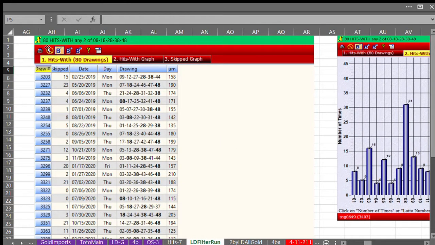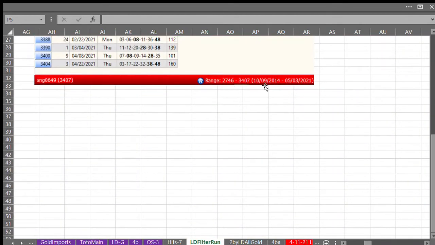So it shows you have 80 hits with any 2 of 8, 18, 28, 38, 48. And you can see here, this is B minus, means it does not include the bonus. This B plus includes the bonus, and the B with the star is the bonus only. So there's been 80 drawings where you have 2 numbers of the 8's come out. And you can verify here, I noticed the range of the 180, and then I switched it. So this is the actual last structure change, and it's about 601 drawings.